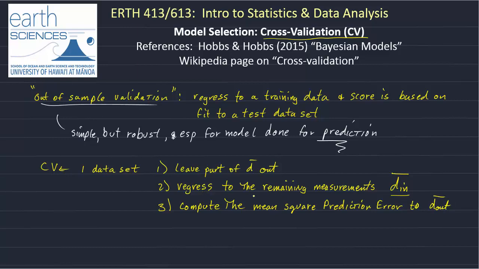So again, you produce a model based on the measurements that you left in, and then you evaluate the model based on the mean square prediction error to the part that you left out. And that mean square prediction error is the sum from i equals 1 to n out, the number of measurements in D out, of the deviation of your model from D out. So you sum the squared deviation and then you divide by n out.